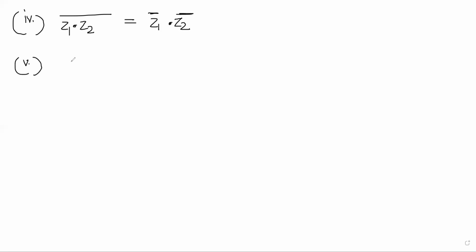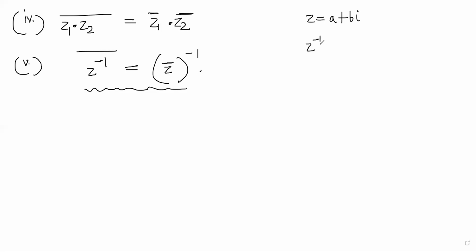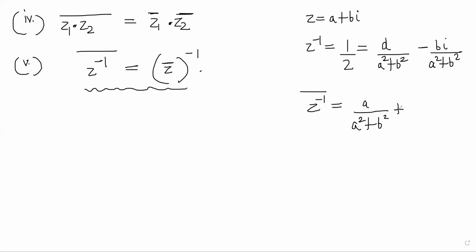And you can also say that z inverse whole conjugate is equal to z conjugate inverse. So again, this will take a little more effort to prove, but you can start off with z is equal to a plus bi, and find out z inverse. We already found that. It will come as a by a square plus b square minus b i by a square plus b square, something like this. And if you take the conjugate of this, z inverse conjugate, it will be a by a square plus b square plus bi by a square plus b square.